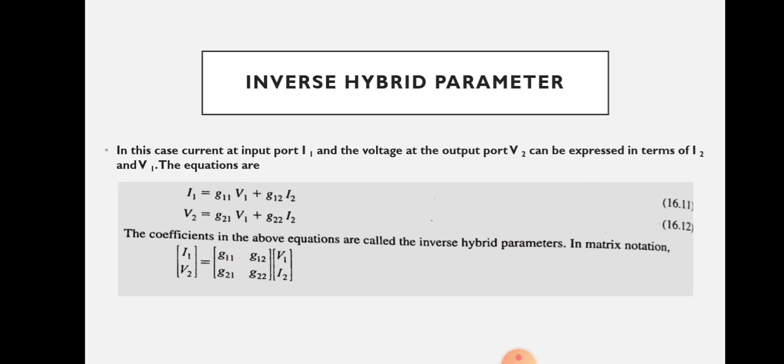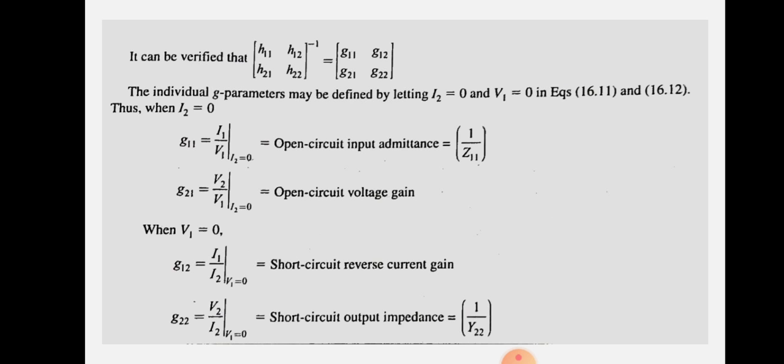Next, our aim is to find these inverse hybrid parameters. For that there is a relation. In the previous discussion, the hybrid parameters were H11, H12, H21 and H22. The matrix inverse of this matrix will be equal to G11, G12, G21 and G22. This is a proven relation, and we don't need the proof of this relation, so you should remember this.